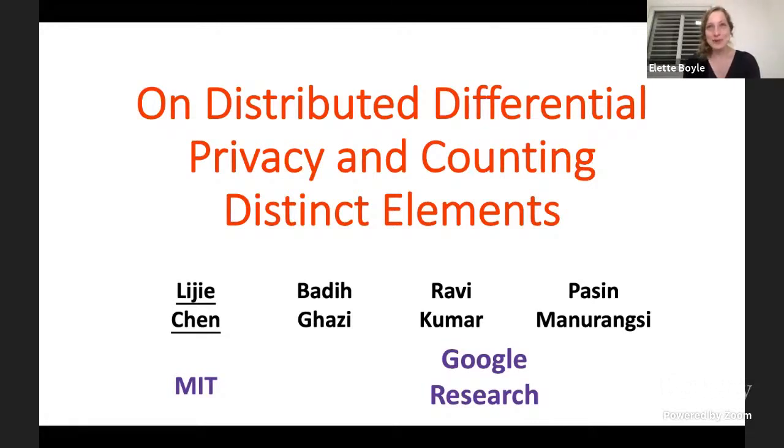Okay, so the first talk in the session is on distributed differential privacy and counting distinct elements. This is a work, also I should say, all the names in this session are going to be quite the exciting challenge, so I apologize in advance. This is by Lijie Chen, Badih Ghazi, Ravi Kumar, and Pasin Manurangsi, and Lijie will give the talk.